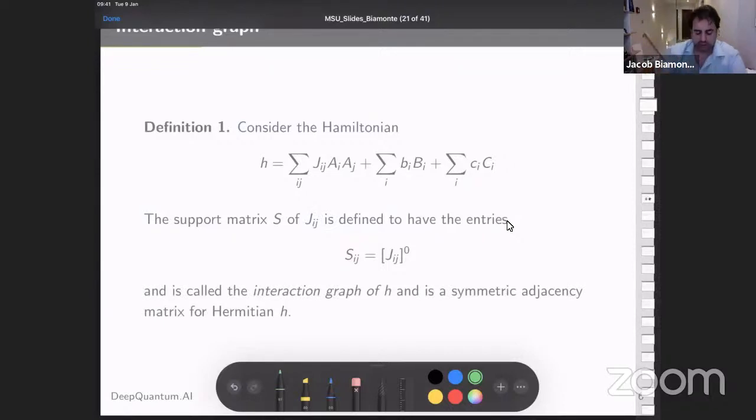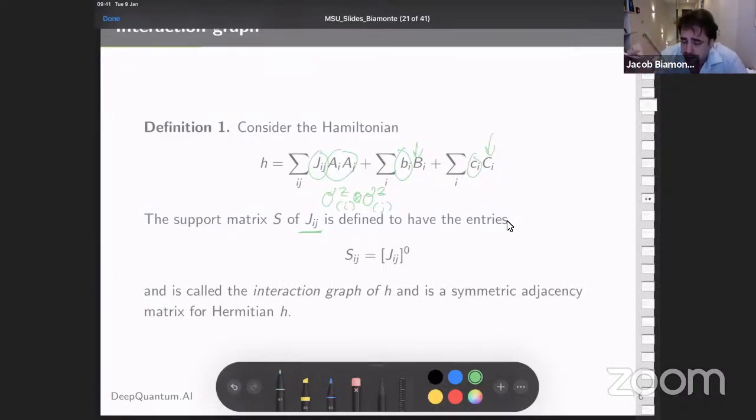Anyway, so let's go through this. These are interactions. This could be, for example, sigma z on i and sigma z on j, and that could be a tensor product there. So those are some operators. This is your coupling matrix J_ij, this is a coefficient, and these are operators. The support matrix S of this J_ij is defined to have entries which are 0 and 1.